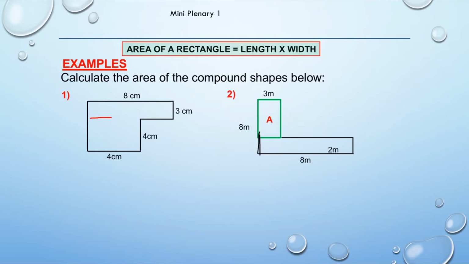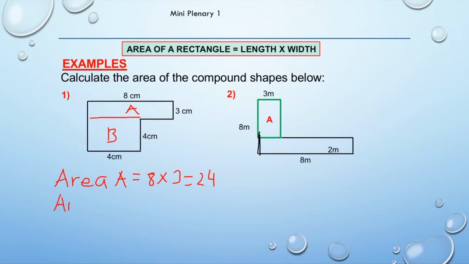Okay, the first one, we divide the shapes into two. I'm going to label this as A and this as B. Area A is equal to 8 into 3, which gives us 24 centimeters square.